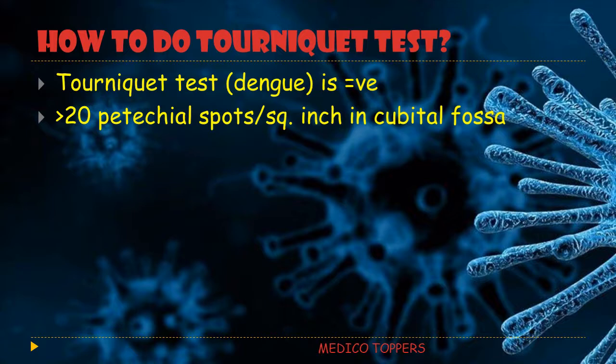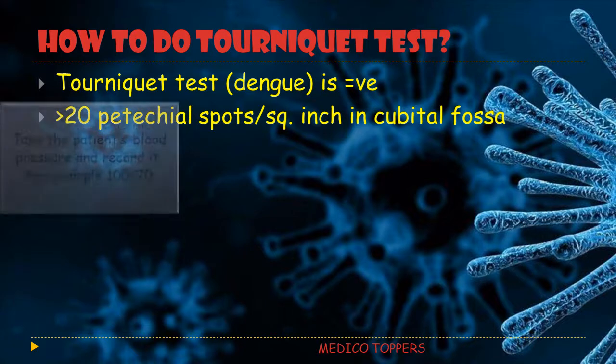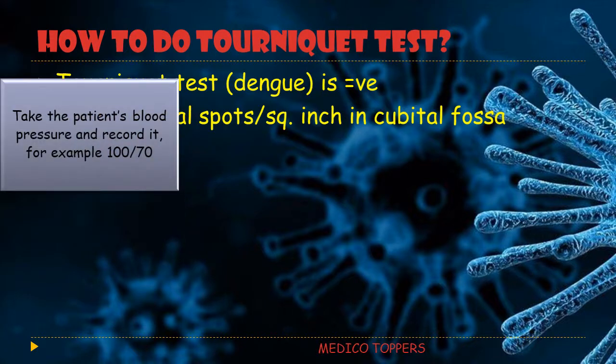Okay. How to do the tourniquet test? Already we had seen in case of tourniquet test that if there are more than 20 petechial spots per square inch in the cubital fossa, then it is considered positive and it is indicating dengue hemorrhagic fever. This is what we had already seen. Now let's see how to do it. So first, take the patient's blood pressure and record it. For example, we can take it as 100 over 70.